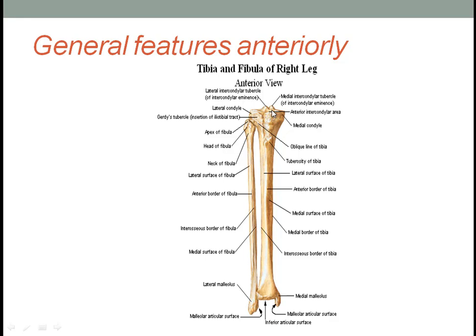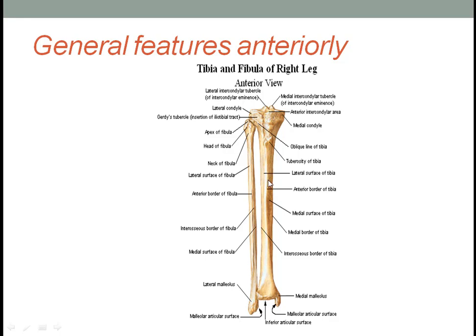Between the two condyles here we have the intercondylar tubercle, the medial and the lateral intercondylar tubercle. Here this is the tibial tuberosity, and here we have the oblique line of the tibia. So here we have the lateral surface of the tibia, which is facing the fibula, and this is the medial surface of the tibia, which is just found below the skin, subcutaneous. We have no muscles here, just subcutaneous and beneath the skin.